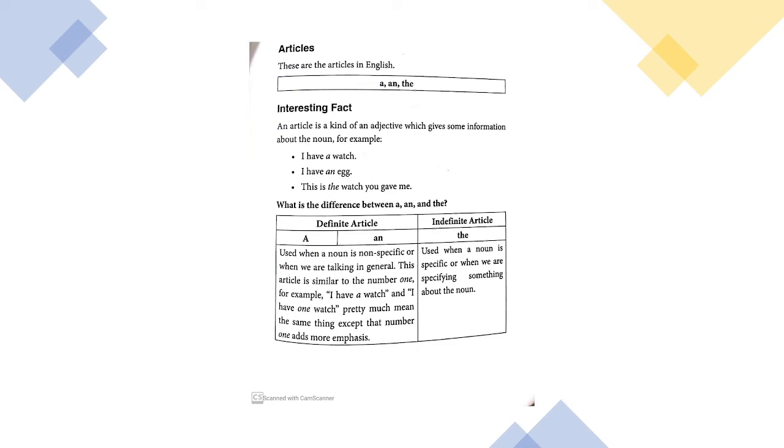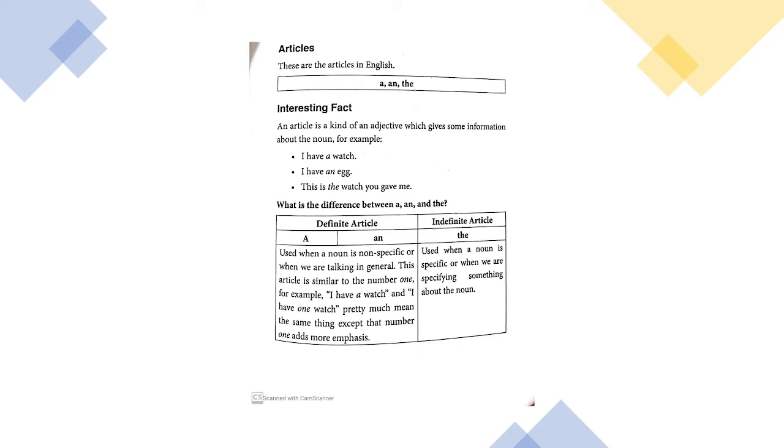So now let's move to the next, that is the articles. There are three articles in English: a, an, and the. An article is a kind of adjective which gives some information about the noun. For example, I have a watch, a here for one. I have an egg for one.